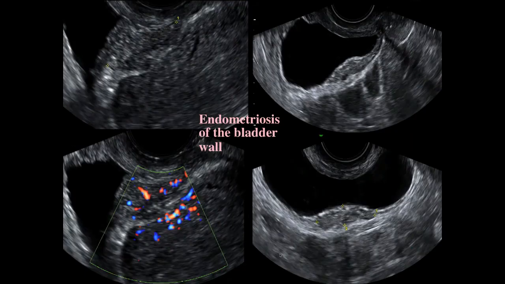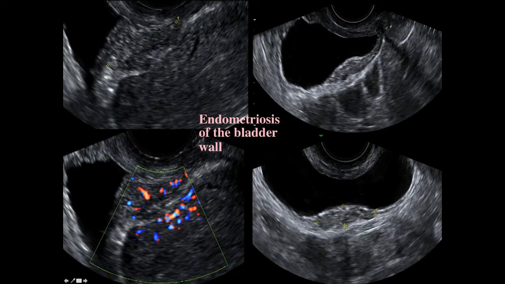Okay, endometriosis of the bladder. These are two different cases. One case is on the left, one case is on the right. This is your typical case where you have this fusiform thickening of the bladder wall in a patient who has pain and particularly at certain times of the cycle. And this is quite predictably endometriosis of the bladder.